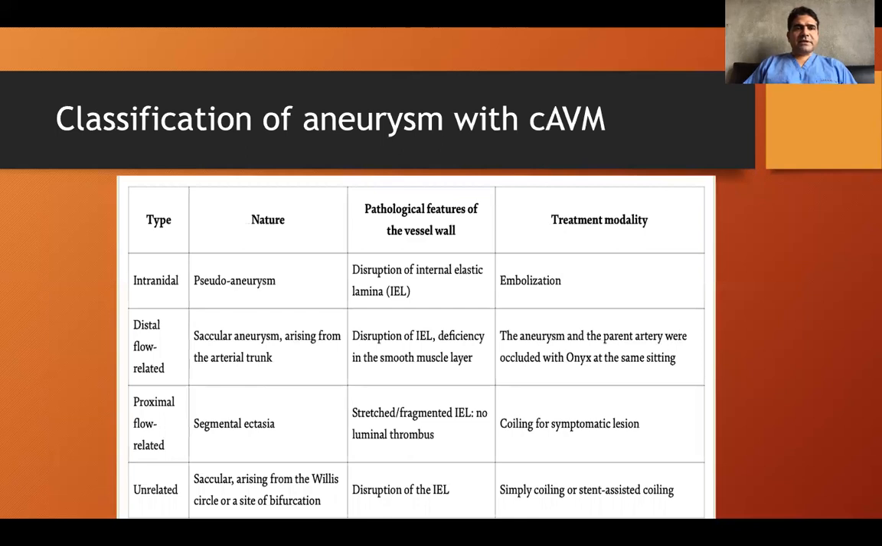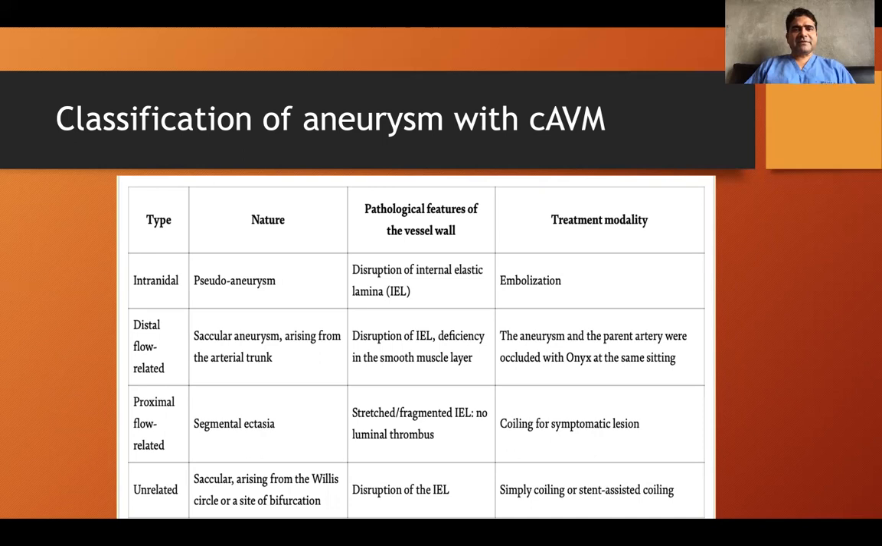And now another classification of aneurysm with cerebral AVM, that is intranidal aneurysmal AVM. So it has again 4 types. One is intranidal, second is distal flow related, third is proximal flow related, and fourth is unrelated.